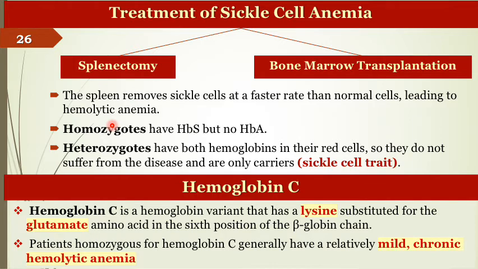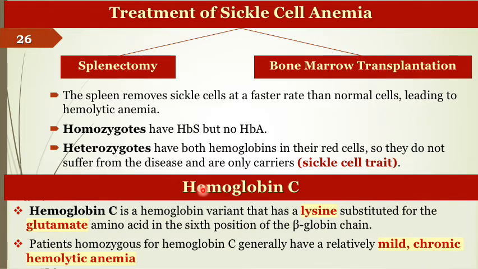There are two types of the disease. Either homozygous, he has two molecules of hemoglobin S and does not have hemoglobin A. Or heterozygous, he has in the RBCs one molecule of hemoglobin A, normal hemoglobin, and one molecule of hemoglobin S, because he has a heterozygous mutation. So he does not have the disease, he will be only a carrier. He will have sickle cell trait, okay?